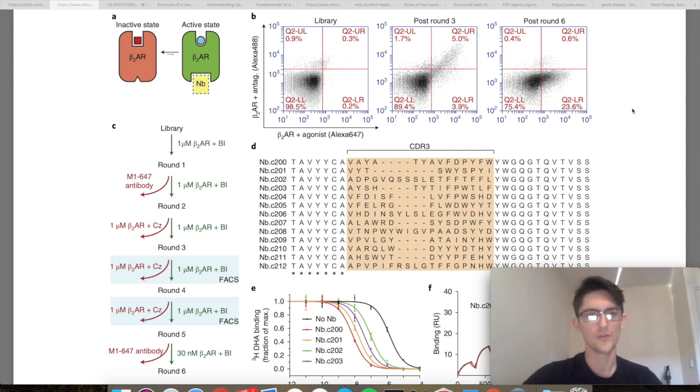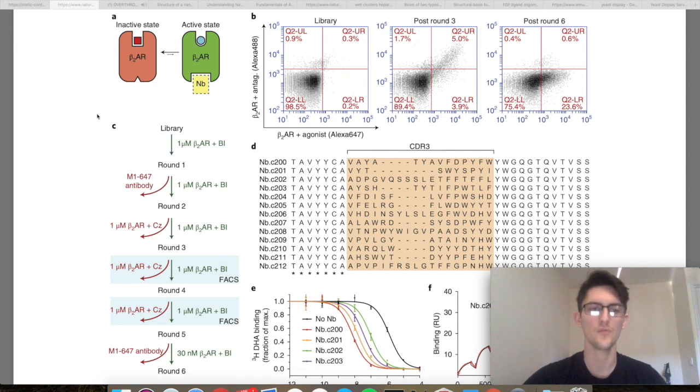What the authors sought to do was to show that their library could be conformationally selective, and so once again they use the great Kobilka example of the beta-2 adrenergic receptor, which we know has been crystallized with an activating nanobody. So in figure 3a here we have a little schematic that shows that there is an activated state, which they've coloured green, and an inactivated state, which they've coloured red.